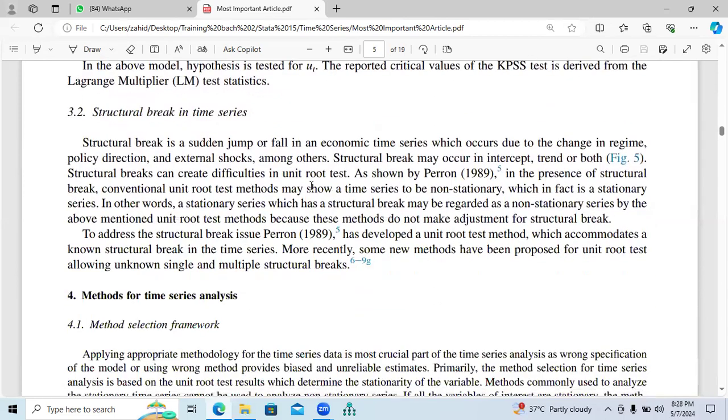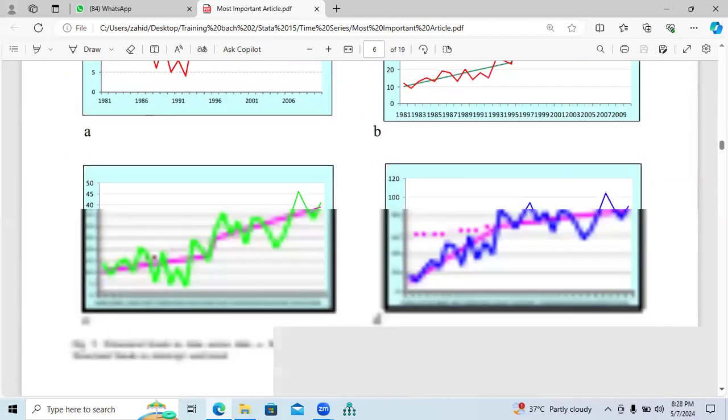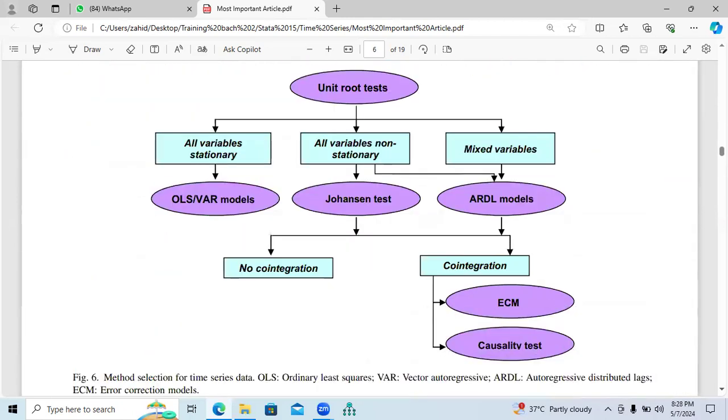You can also consider the structural break in time series. That is another process that I will let you know in my upcoming sessions. Then there are a lot of things that you can consider here in time series. This is the basic framework that you can follow for considering your models.